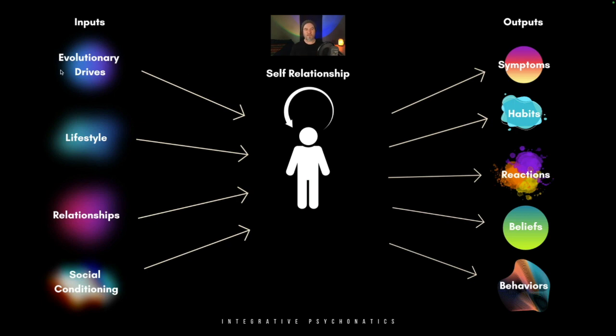What is the quality of your inputs right now? How are you relating to your evolutionary drives? How are you relating lifestyle-wise? What are you doing lifestyle-wise? What's going on with your relationships and the quality of your relationships? Are you in a situation relationally that's good for you, that's healthy? How are you relating to social conditioning, which, let's be frank, with online and social media, is more pervasive and intense than ever, right? What are you doing in relationship to these inputs? And how do they make you feel? How could you improve them so that you feel better?